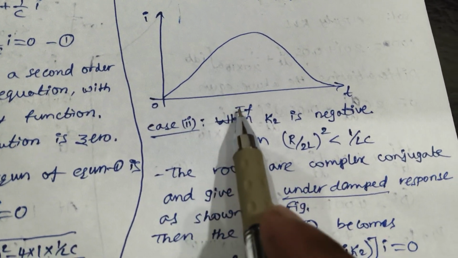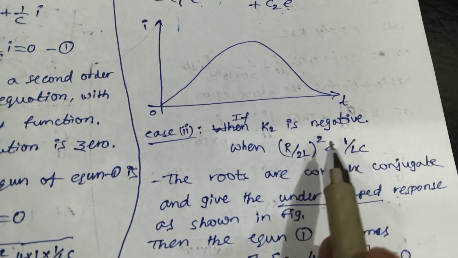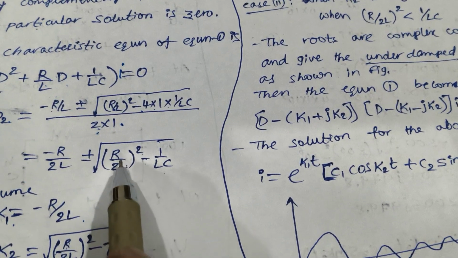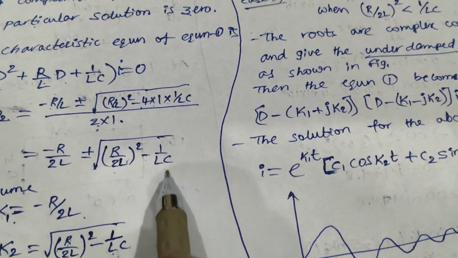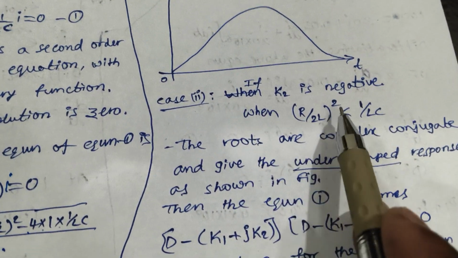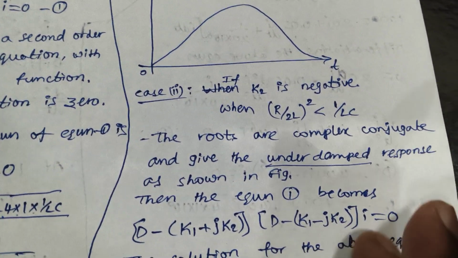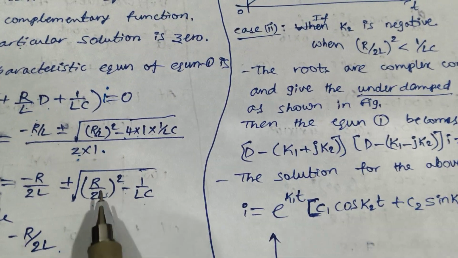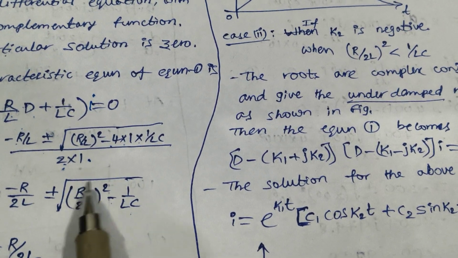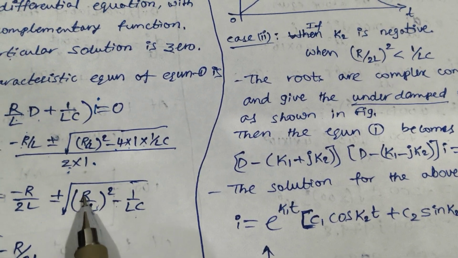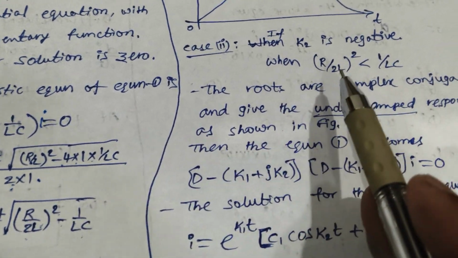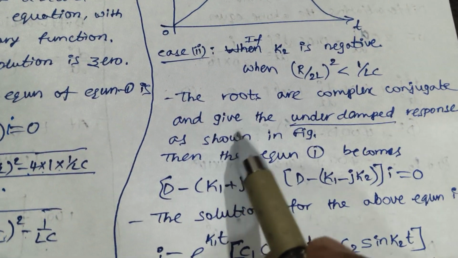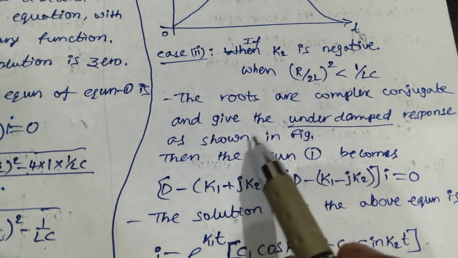In the second case, if K2 is negative, that means (R/2L)² is less than 1/LC. If you do that, then under the square root you will get a negative term. Because of that, you will get complex conjugate roots. The roots are complex conjugate and give the underdamped response as shown in the figure.